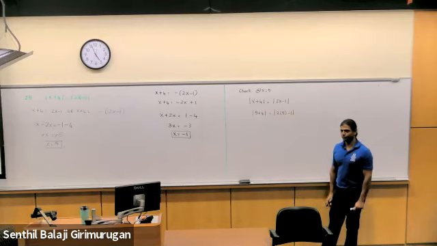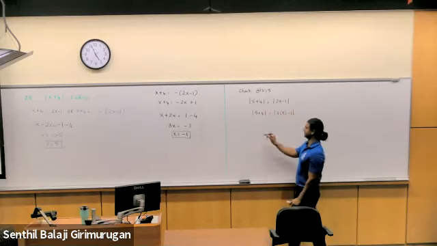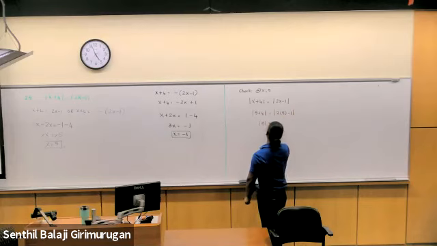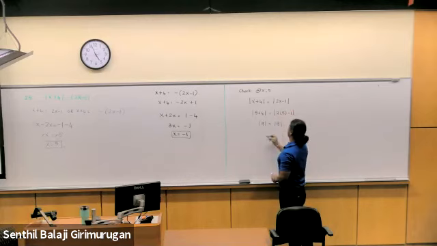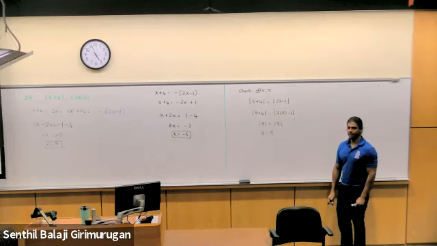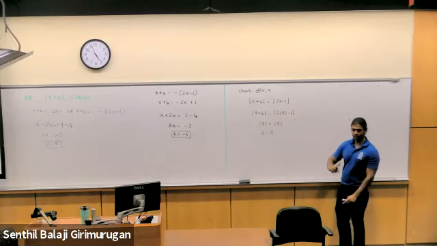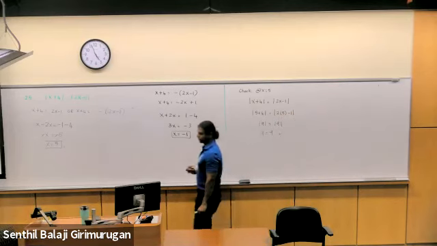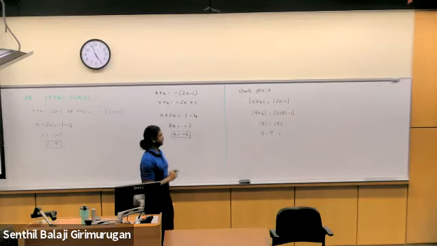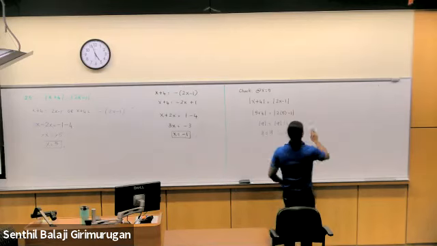What is 5 plus 4? 9. 2 times 5 is 10. 10 minus 1, 9. Absolute value of 9 is still 9, does it work out? Yes. So x equals 5 is a solution. How about the next one?